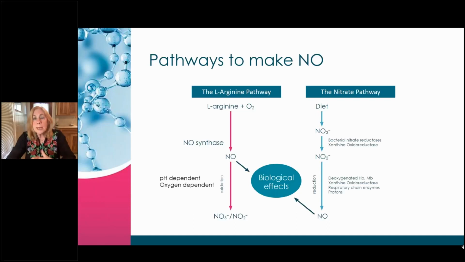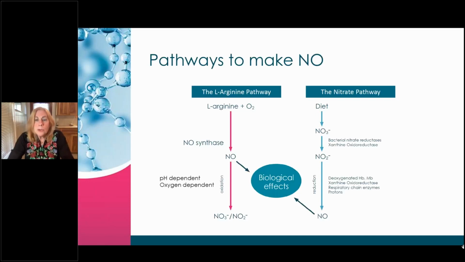So we consume the nitrates, they get absorbed, they circulate around, and they get concentrated in the salivary glands. The salivary glands release the nitrate. We've got good anaerobic bacteria on the dorsal aspect of our tongue that reduce that nitrate to nitrite. We swallow the nitrite. In the acidic environment of the stomach, some of that nitrite gets reduced further to nitric oxide. Here's your protection against H. pylori.